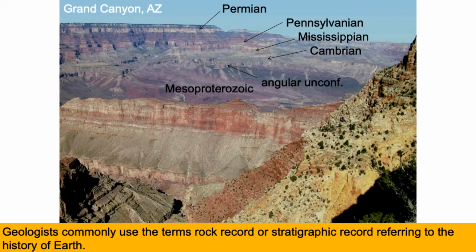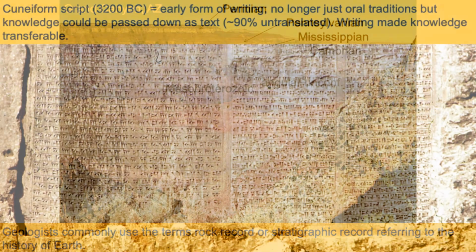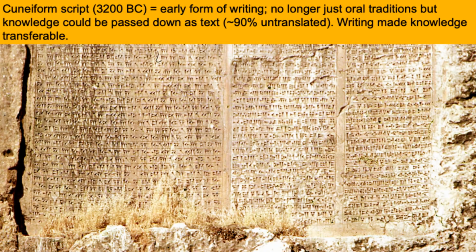And so how do we convey that information from one person or one generation to the next generation? Well, writing becomes a really essential part of that. And so we learn about things and we write it down, and it makes our knowledge transferable. So in this image, you can actually see the cuneiform writing script, if you will, from 3200 BC.